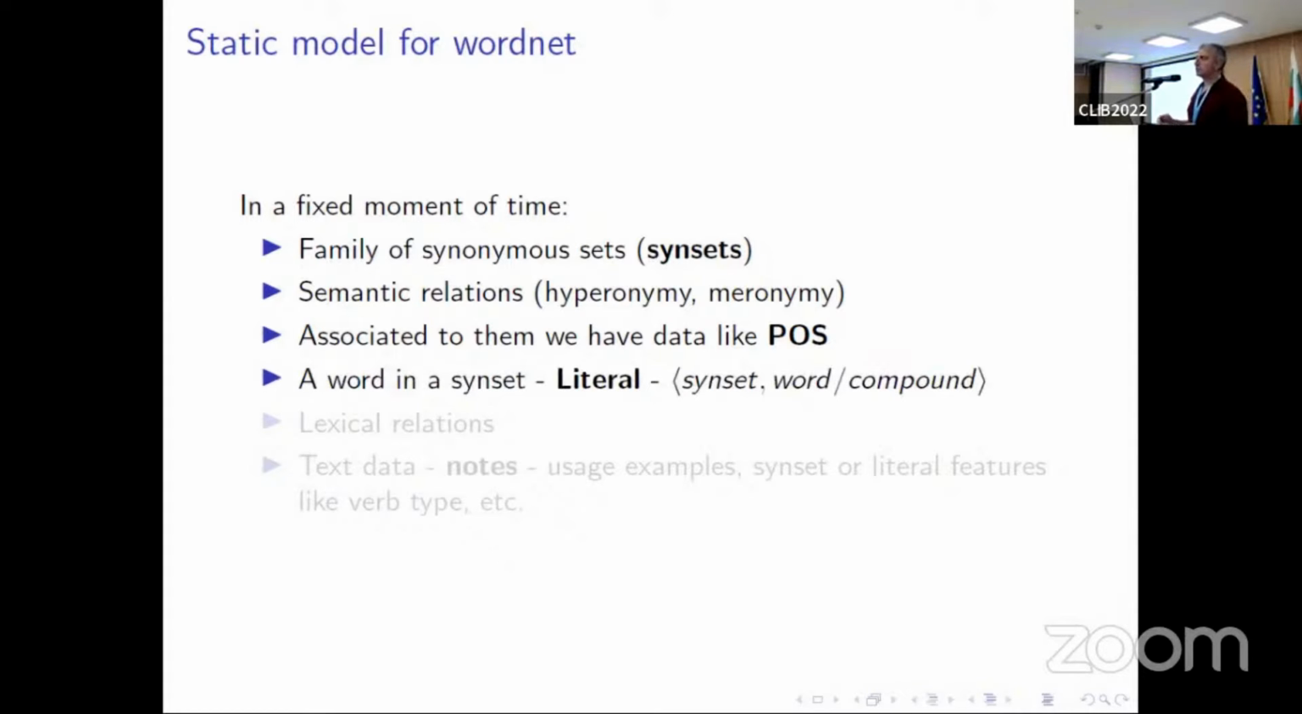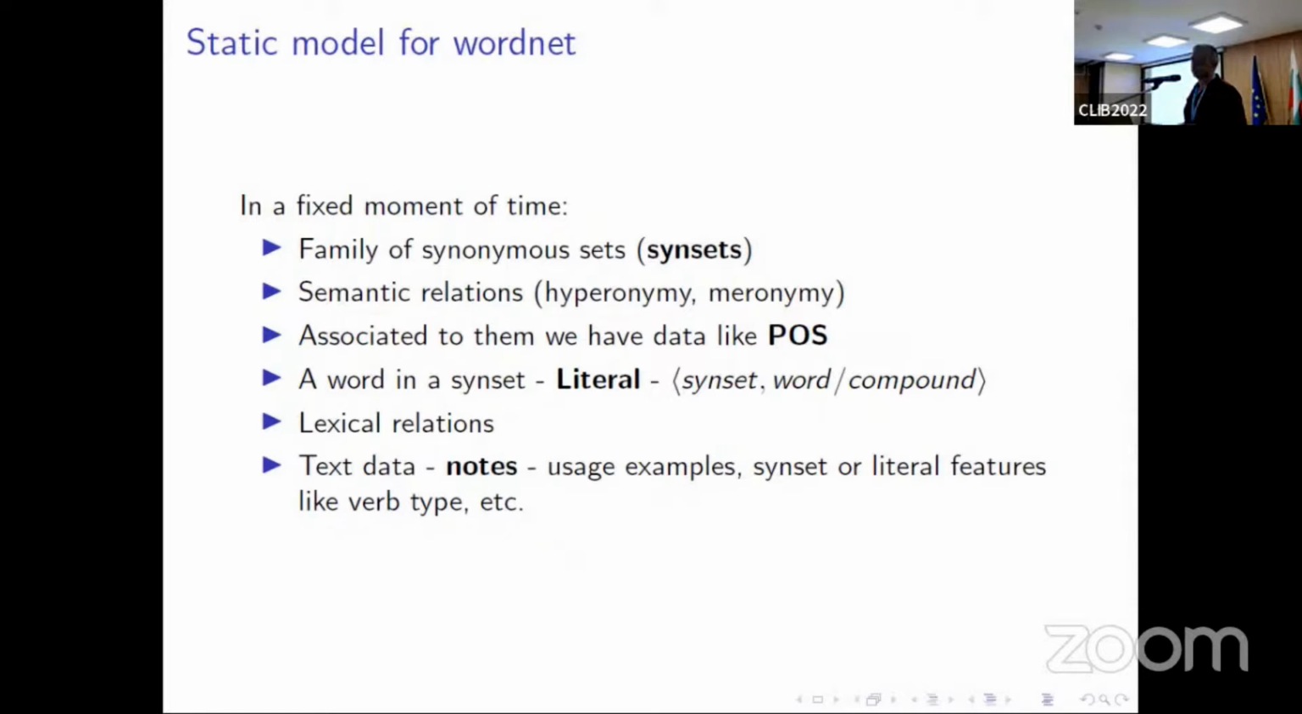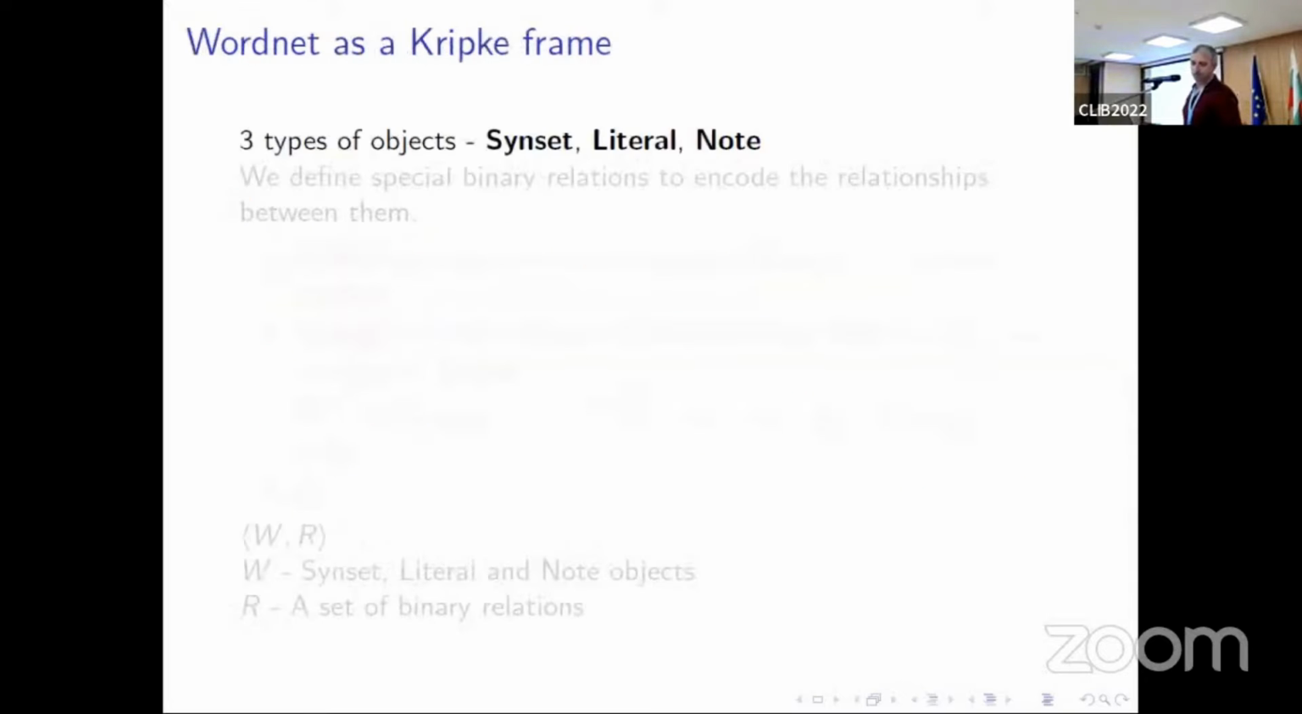And if we dig into the synsets, what we have is words. We'll call these words that are in a particular synset literals. Keep in mind that one word can be in several synsets. So for a particular synset, we'll call this a literal. So a literal is something like a pair of a synset and a word or a compound. And we have some text data like usage examples. We call these notes, or just some features such as the verb types.